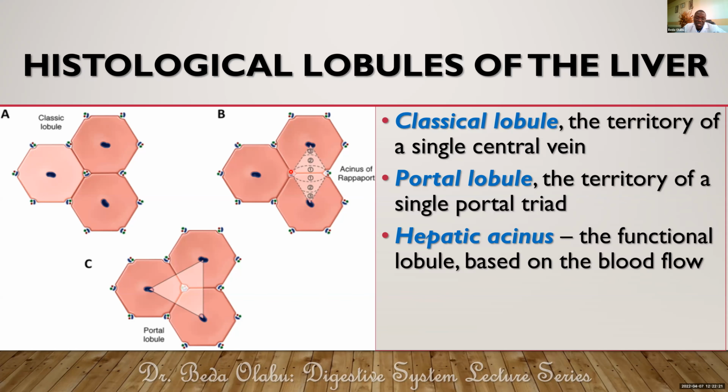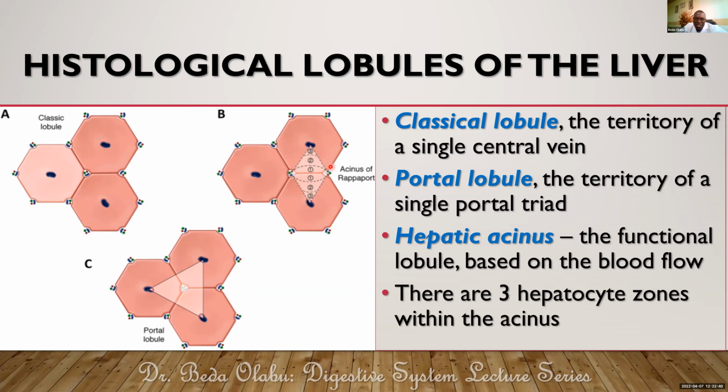So it's not a structural entity per se, it's more of a functional unit rather than a structural entity. And that is why we call it the functional lobule of the liver. It's called the hepatic acinus. It's based on blood flow. It's diamond in shape, as you can see.